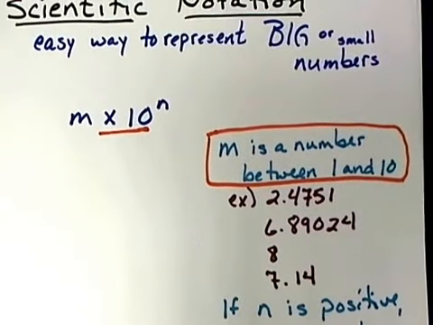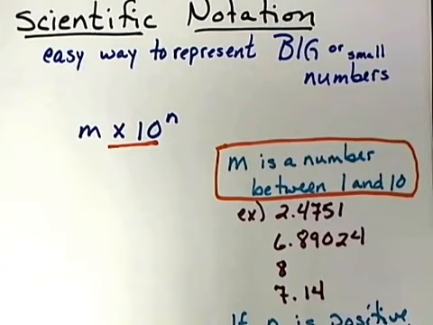Now, what does this all mean? Why does it have to have that times 10 to this stuff? Well, that's because multiplying by 10 just moves your decimal point over.